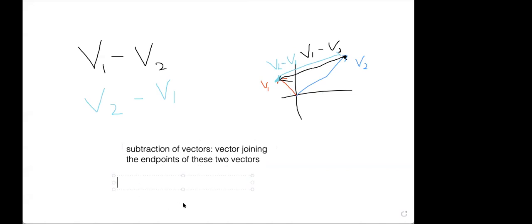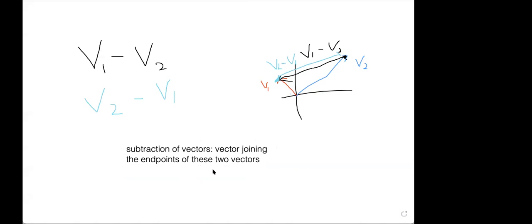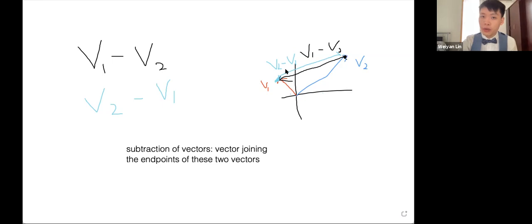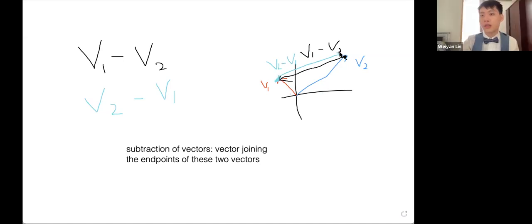Professor, so the black line represents the endpoint of V2 down to the endpoint of V1. Which line? The black line? The black line, yes. So you start from the endpoint of V2, you go to the endpoint of V1, right? Okay, and then the blue line is the endpoint of V1 to the endpoint of V2. Yes. Okay, just want to make sure.